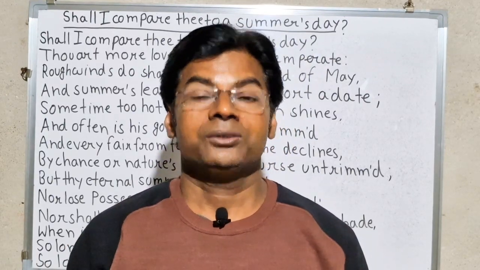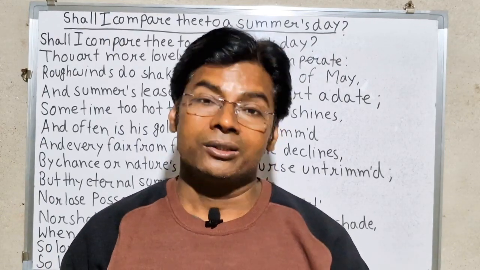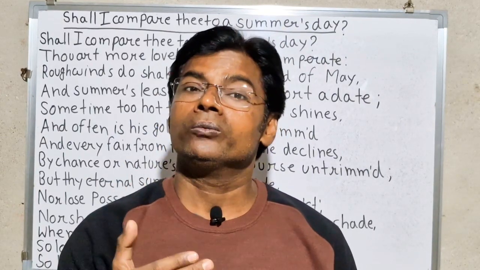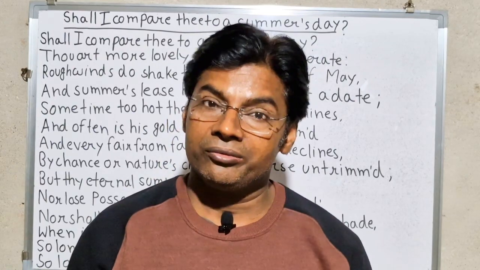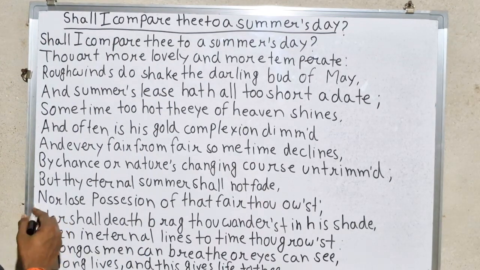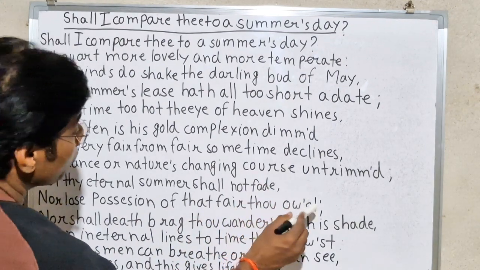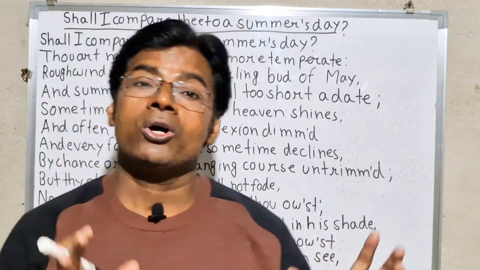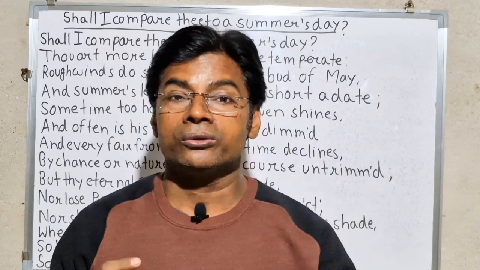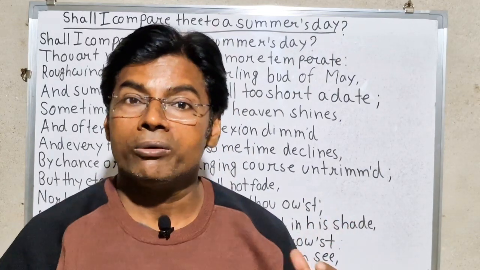And that is this poem of mine, in which I am describing and glorifying your beauty, will preserve you. And as long as my poem lives, you will live, you will survive. See the beauty of the line: nor lose possession of that fair thou owest. So he says I'm going to immortalize you by preserving you in my poem. And how am I preserving you? By describing and glorifying your beauty in this poem of mine.